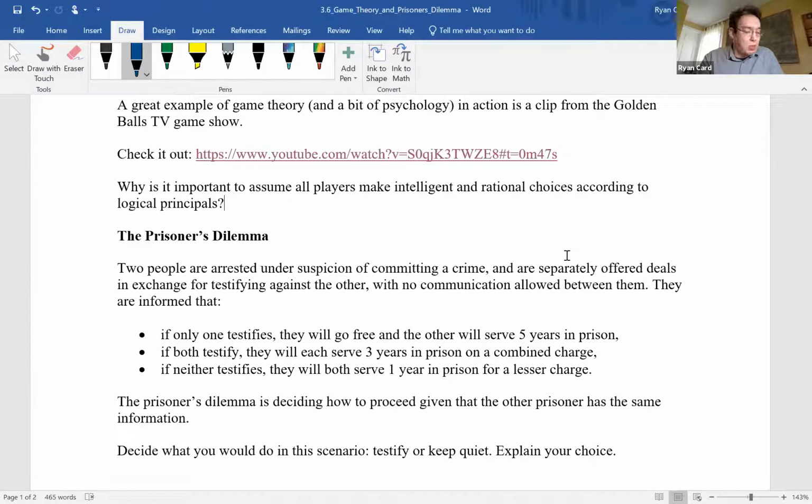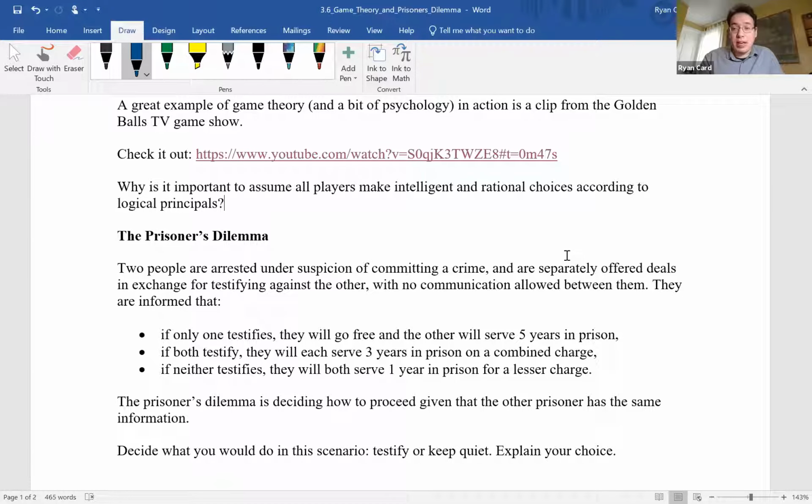If we both stay silent, they don't have definitive evidence against us, but maybe they could charge us with something that's lighter. So we each get 1 year in prison for trespassing or something.